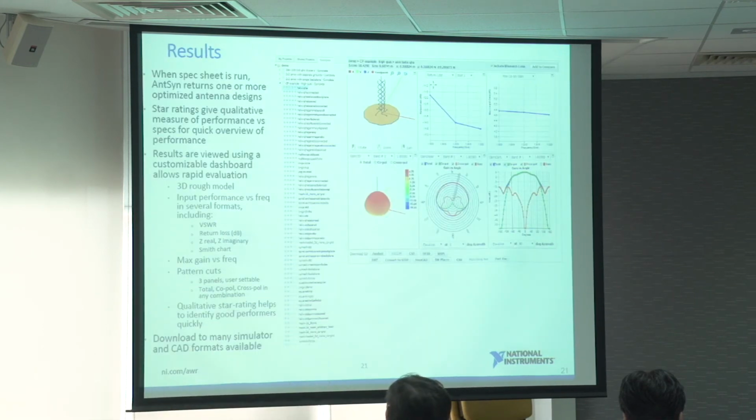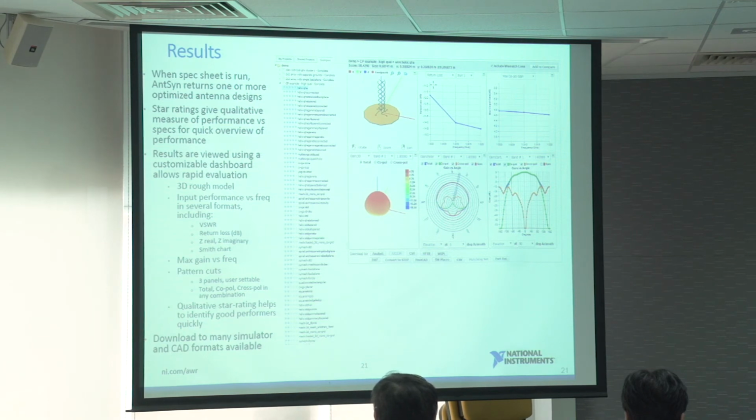Results. So when the spec sheet is run, Anson will return one or more optimized antenna designs, and we have this star rating system, kind of like you have for hotels, that will give you some idea of how well that antenna is working compared to your specifications. And you can see what we call our dashboard over there in the corner, which will show the antenna model and its performance, pattern as well as impedance, and even coupling and excitations, etc.